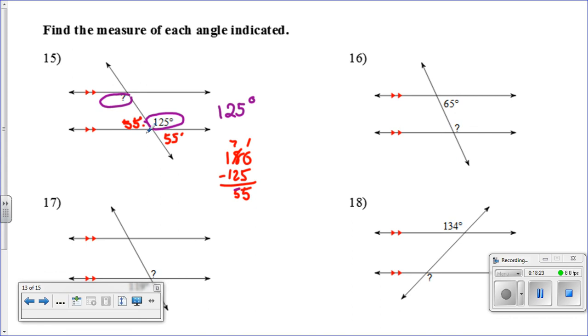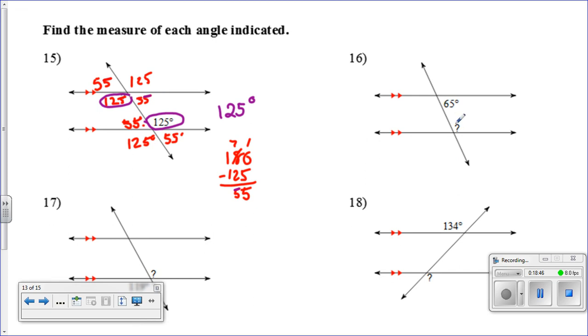And these two together would add up to 180, so if that's 125, this is actually going to be 125. And all of these angles that you see here are all going to be the same up here. So in other words, this is 55, this is 125, this is 125, and this is 55. So you actually only have two angle measures there. So we could do the same thing on this one now.